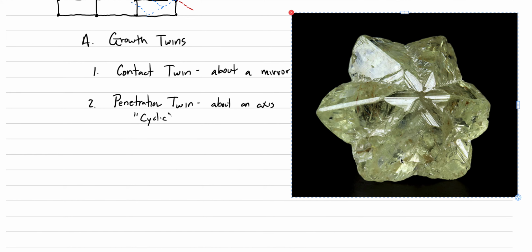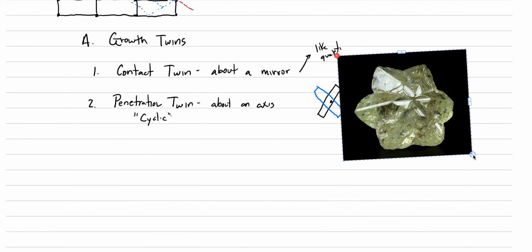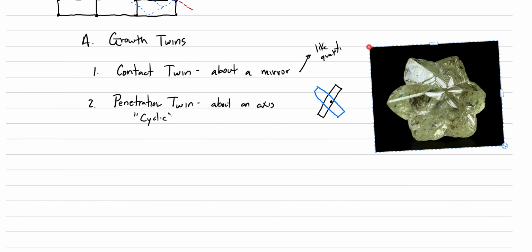Here's an example that it would actually be called cyclic, where the shape, this is a mineral called chrysoberyl. When it's a gemstone, it's called alexandrite, and it's stunning. The rotation axis is here, and we can take one crystal and repeat it 1, 2, 3, 4, 5, 6 times. Right? That's a cyclic or penetration twin.